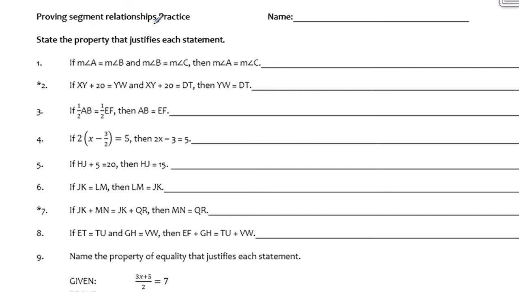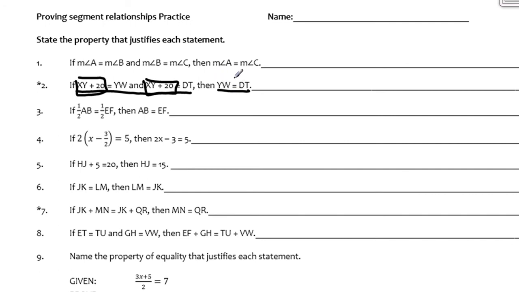All right, number 2 on proving segment relationships practice. It says if xy plus 20 equals yw and xy plus 20 equals dt, then yw equals dt. So remember, when you have an if-then statement, you're trying to figure out how this if, your hypothesis, became this conclusion. And what has happened here is in the very beginning we established that xy plus 20 equals yw, and xy plus 20 also equals dt. Then in the next line we say then yw equals dt.